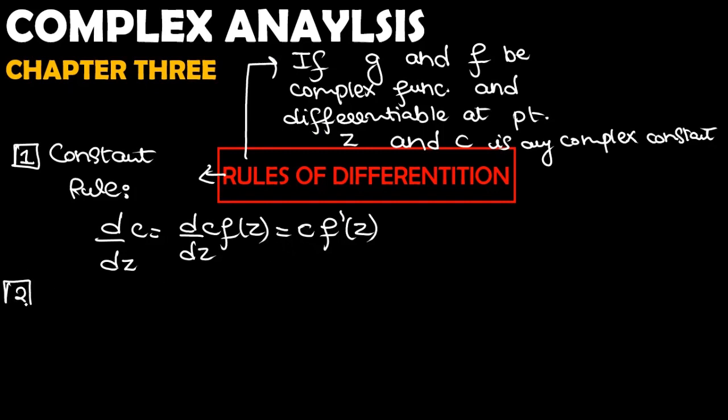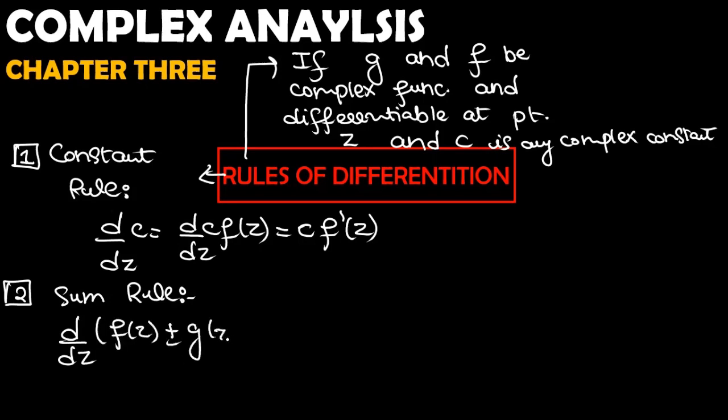Similarly, our second rule is the sum rule. If we have to take the derivative of two complex functions, f of z plus or minus g of z, then it is written as f dash of z plus or minus g dash of z. If the two functions are being added or subtracted, the sign stays as it is in the sum rule.